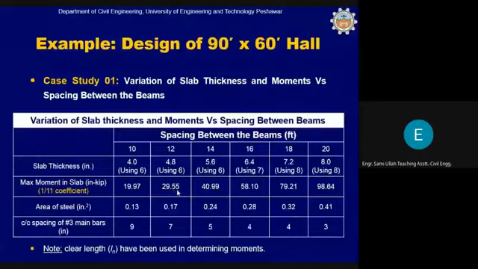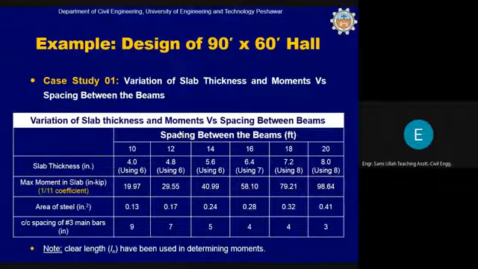A slab is resting between the beams. The slab part is between the two beams. So when we change the spacing between the beams from 10 to 12 feet, obviously the span length of the slab will increase, and thickness of the slab depends on the slab span. So the thickness will increase, the bending moment will increase, and the area of steel will also increase, and the spacing between the reinforcement will decrease.